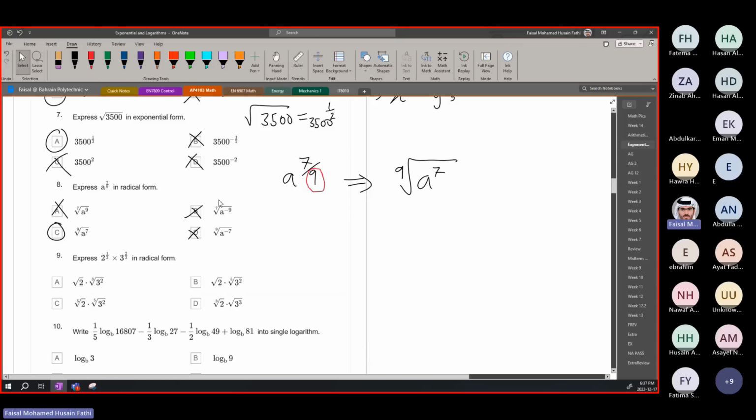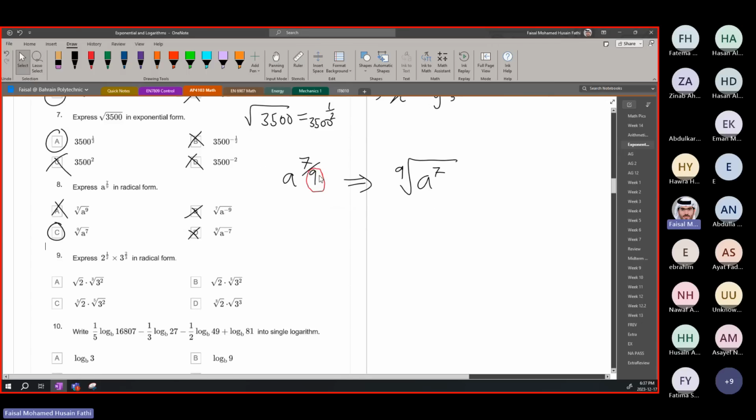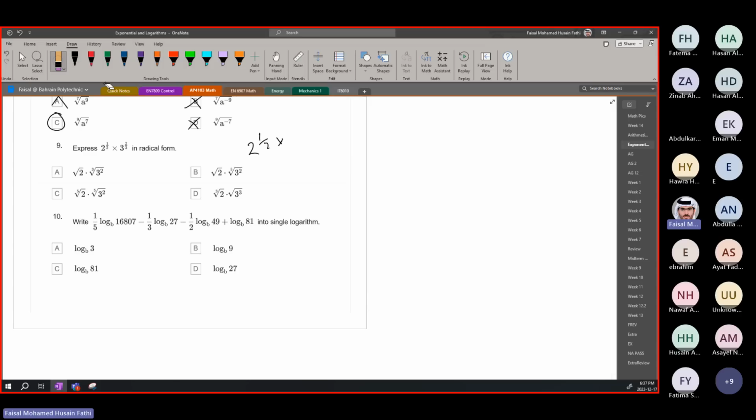Clear? How we went from exponential to radical? The same exact thing we were doing earlier, but the opposite. So we look at the denominator of the power, and that will be our radical value. Express 2 half times 3, 2/3 in radical form.